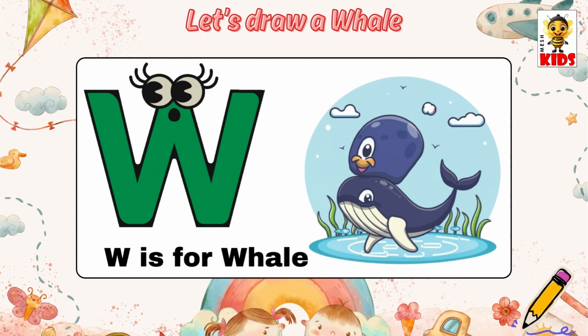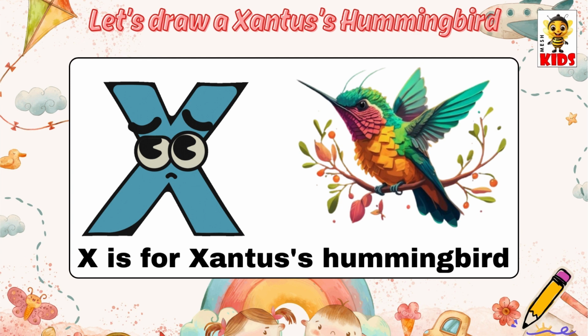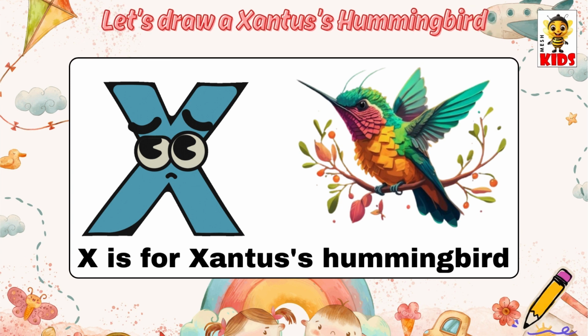Wonderful! Great job! Let's start with the next alphabet. Moving on to the letter X. X stands for Xanthus's hummingbird. Let's draw a Xanthus's hummingbird.